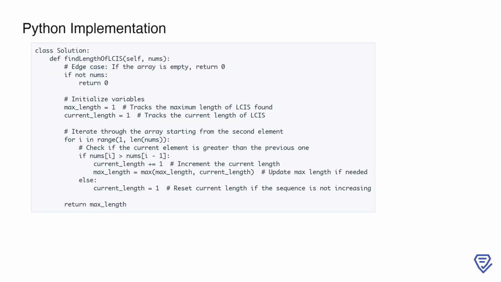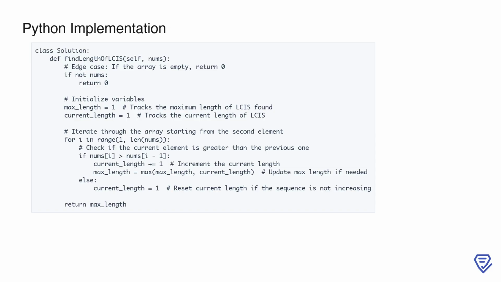Let's break down the solution for LeetCode problem number 674, longest continuous increasing subsequence. The function findLength of LCIS takes an input list nums and returns the length of the longest continuous increasing subsequence, LCIS. Explanation. 1. Handle edge case. If the input list nums is empty, we immediately return 0 because there are no subsequences to consider.